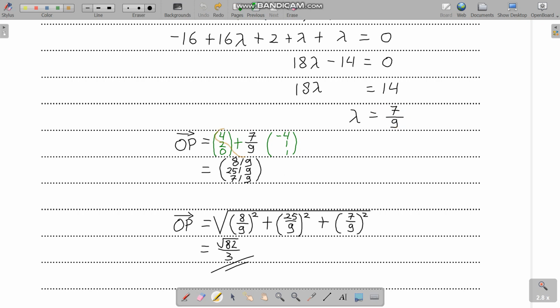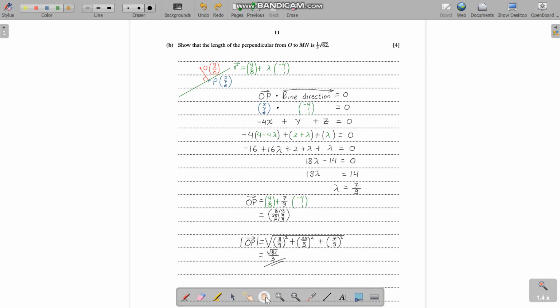So use the calculator. 4 plus 7/9 times minus 4, that's going to be 8/9. 2 plus 7 over 9 times 1, that's going to be 25 over 9, and 0 plus 7 over 9 times 1, that's just 7 over 9. Remember, we're looking for the distance, so actually we are looking for the magnitude here. To find the magnitude, we use the square root of the sum of the square of each component, so 8 over 9, 25 over 9, 7 over 9, square everything and add, use the calculator, we get what we need to prove. Alright, I'll see you again next time.